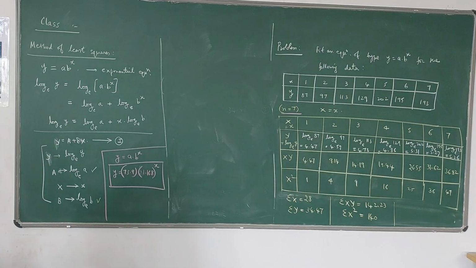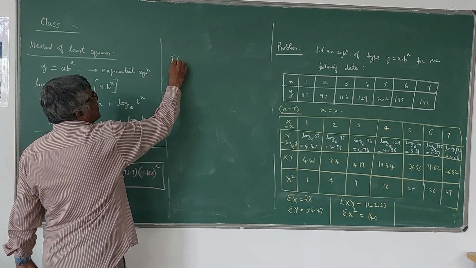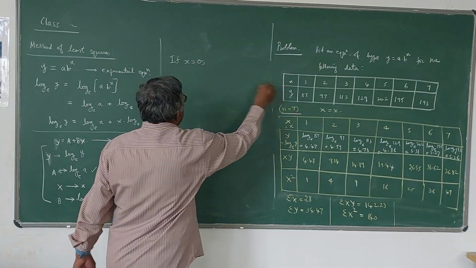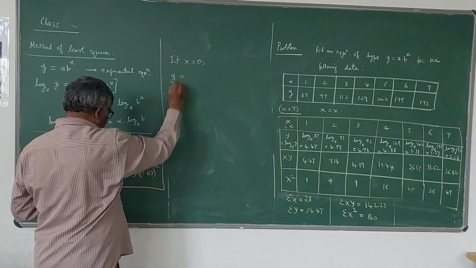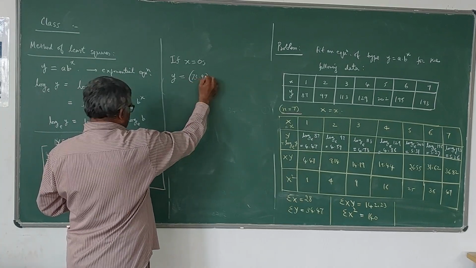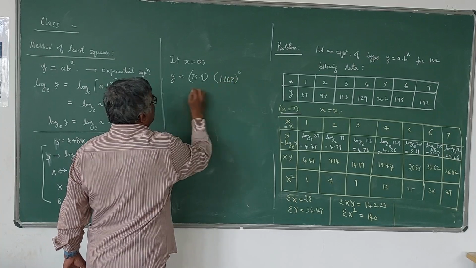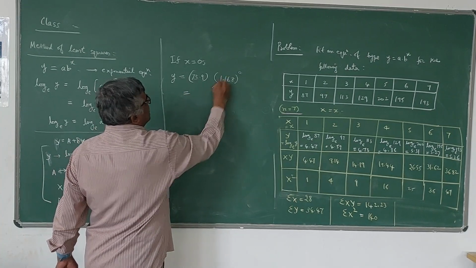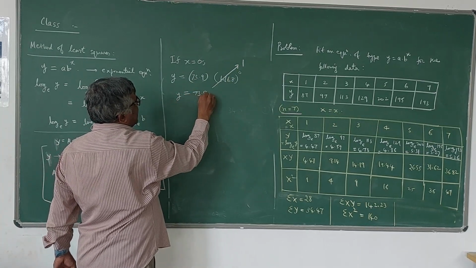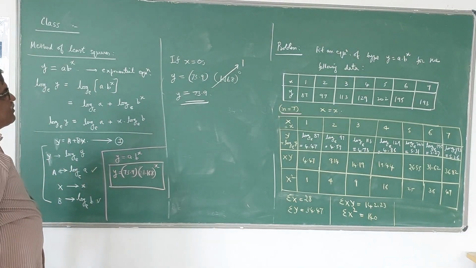For example, suppose x is equal to 0, which is not there here. If x is equal to 0, y becomes 73.9 into 1.168 to the power 0. You know that any number to the power of 0 is 1. This becomes 1. So therefore, y will be 73.9. When x is 0, y will be 73.9.